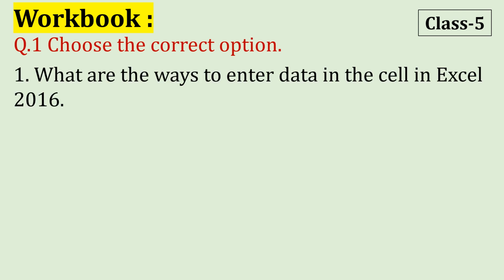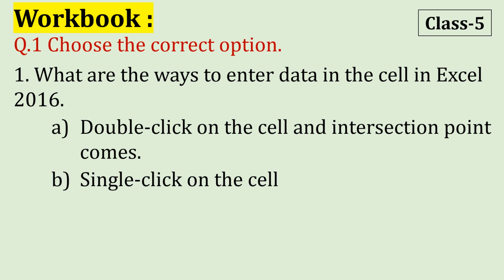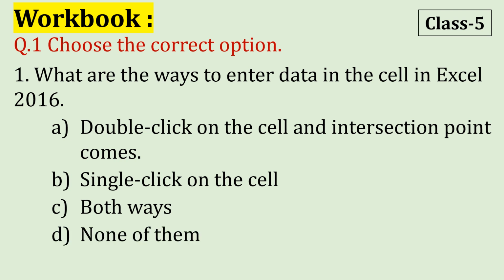First statement. What are the ways to enter data in the cell in Excel 2016? Options are A. Double click on the cell and intersection point comes. B. Single click on the cell. C. Both ways. And D. None of them. And answer is both ways. We can enter data in the cell by double clicking or single clicking on the cell.